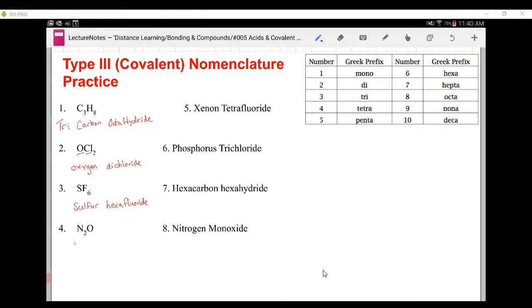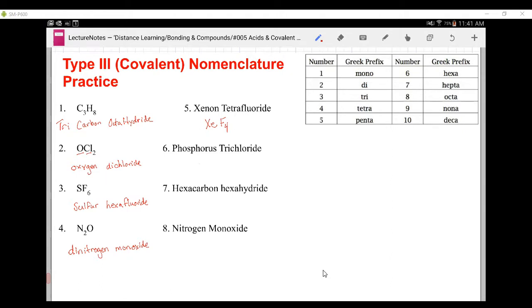Number 4, there's 2 nitrogens, so di is our prefix. Nitrogen. We have 1 oxygen, so monoxide. Again, I'm avoiding that double O in the middle there. Going from names to formulas, again, fairly straightforward. Xenon, there's no prefix, so there must only be 1 of them. Tetra means 4. Fluoride is our element, so F, and there's 4 of them.